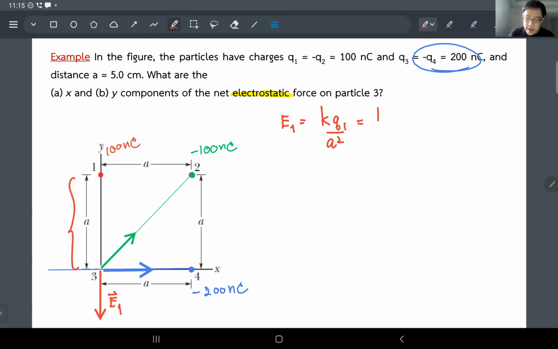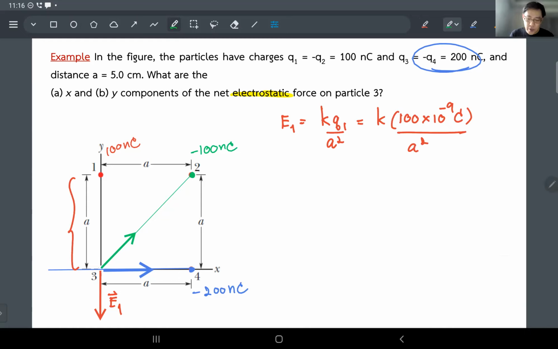I would love to have K with me, just K. Q1 is the 100 nano Coulomb. Nano is 10 to the negative 9. A squared, I still like to be A squared. All right, so almost like haven't done any substitution at all.